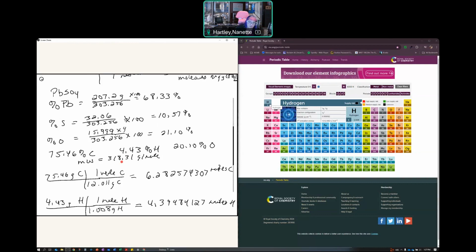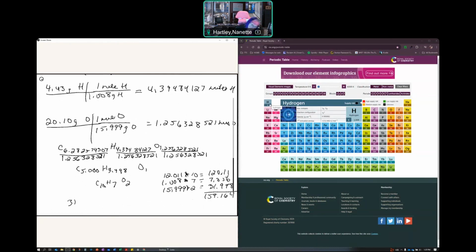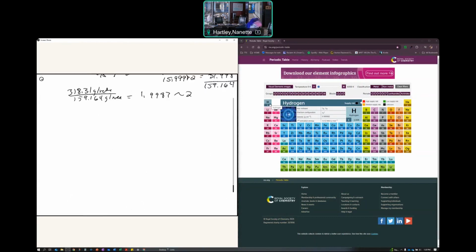The molecular weight that I was given was 318.31. So I can take that 318.31 and divide it by the number that I just calculated. So 318.31 grams per mole divided by 159.164 grams per mole is equal to 1.987, which is approximately 2. So if that's true, then I would need to multiply this whole formula by 2.